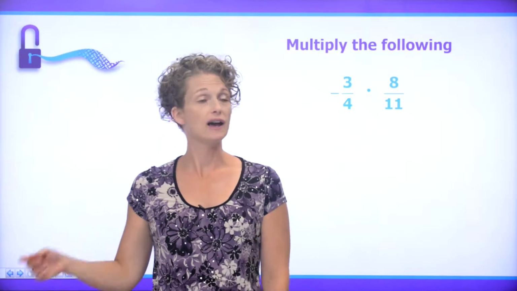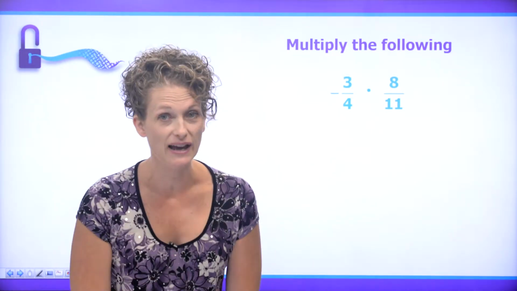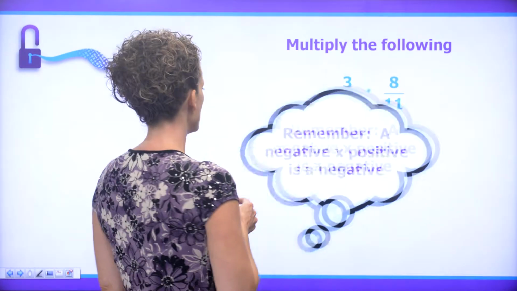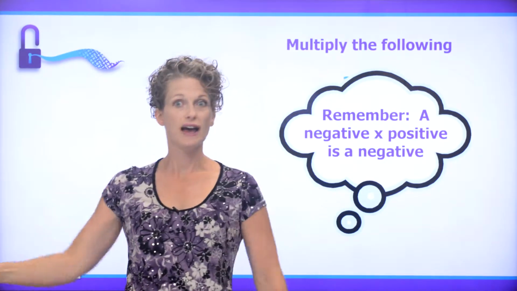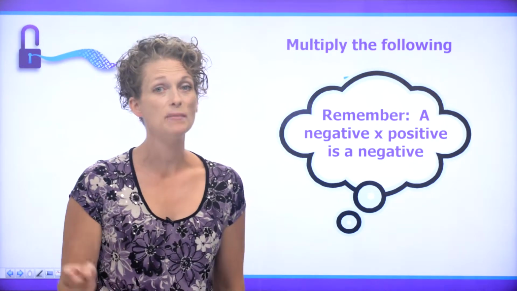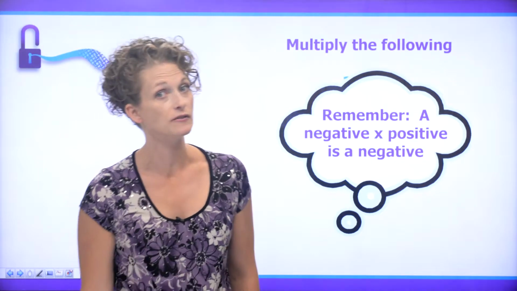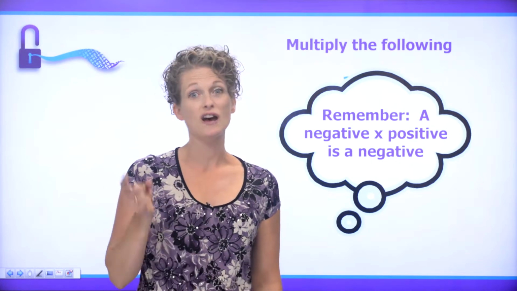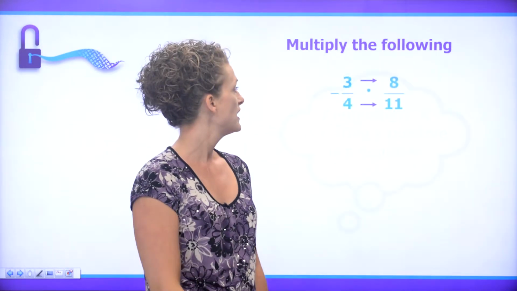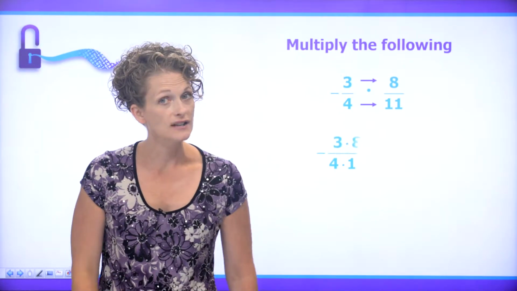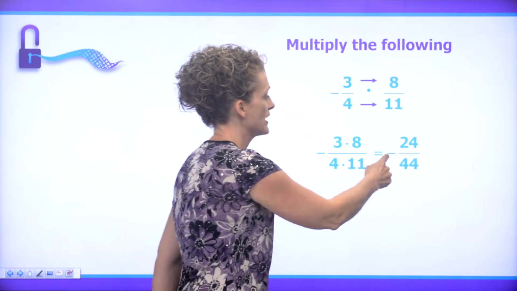Negative 3 over 4 times 8 over 11. Now remember, we always have to look at our signs. Negative times a positive always gives us a negative. Sometimes we tend to want to drop those off, so don't forget to check for that. So let's multiply straight across. And notice we have our negative out front.